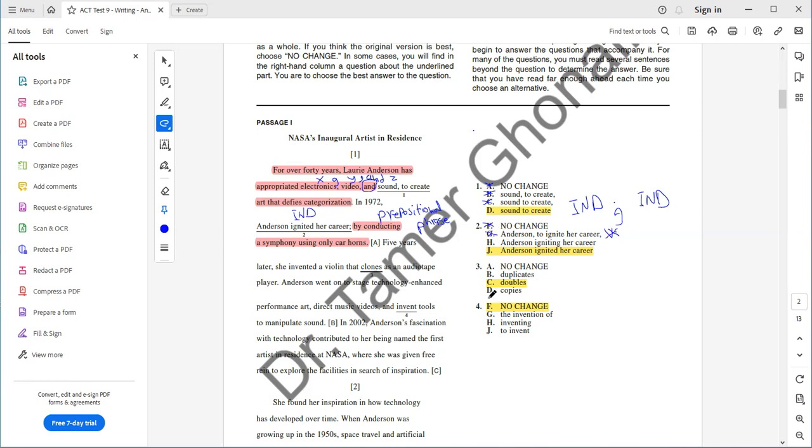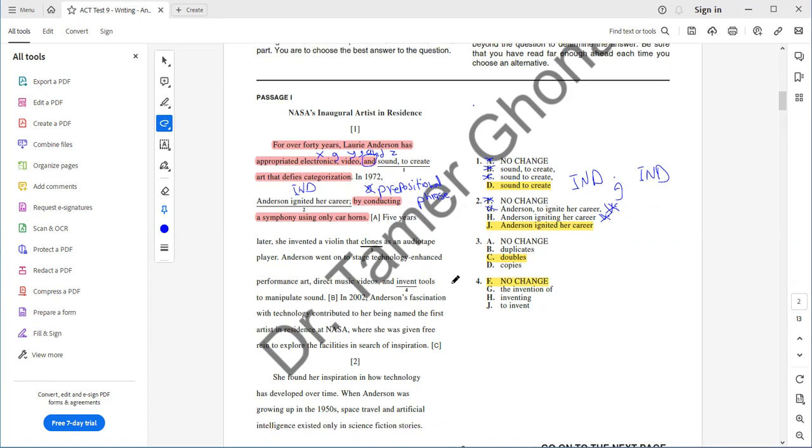Why is H wrong? No verb. Perfect. Igniting here is not a verb. Here it's a gerund. The act is a noun or is an adjective. J, the right one. Anderson, the subject, ignited the verb, her career. And as we said, we don't put any comma before a prepositional phrase. So nothing here. Clear, Engineer Omar? Okay.